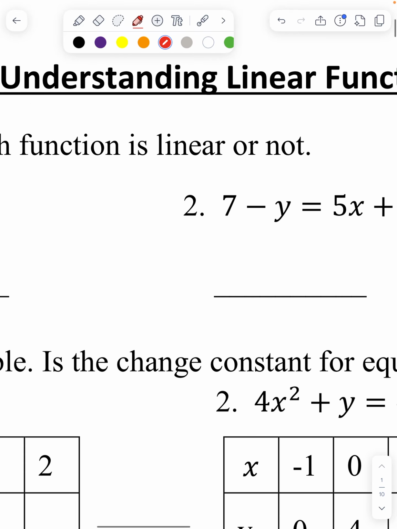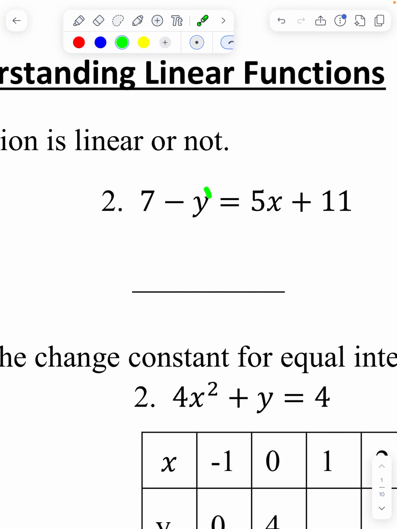Second one, both x and y. There's no power, so 2 or 3, no power. No fraction, where the variable is at the bottom. So yes.